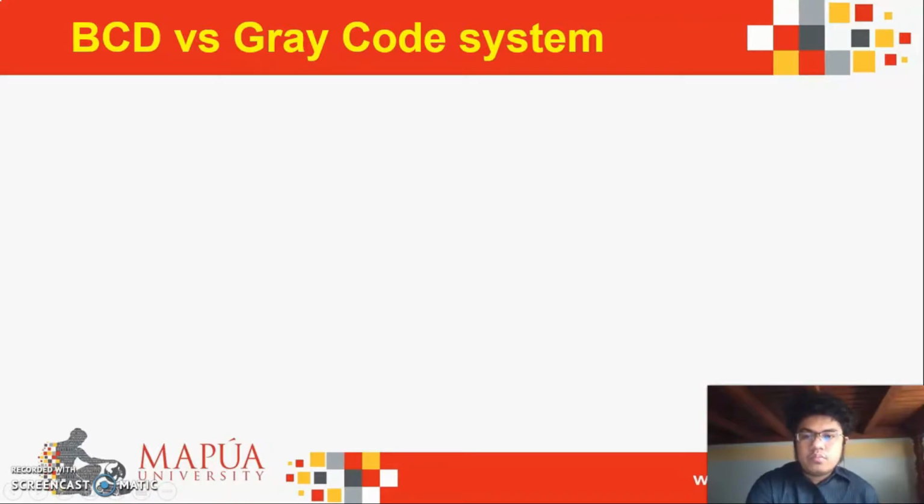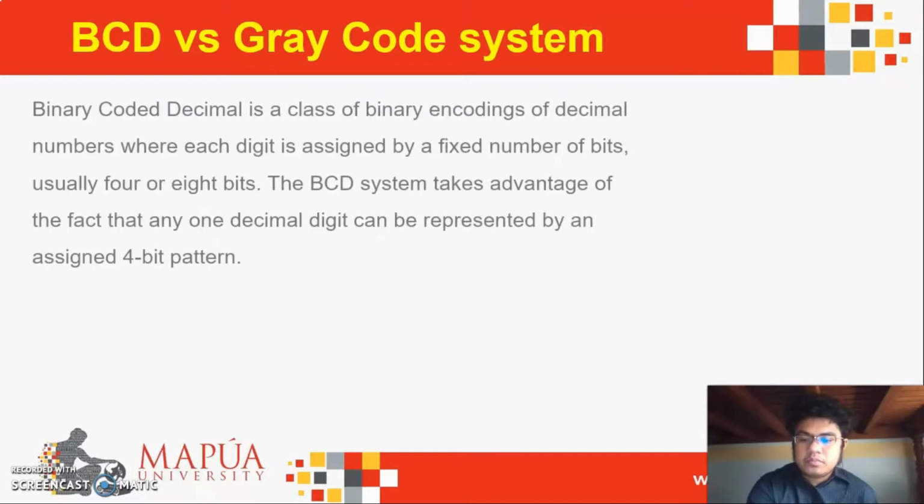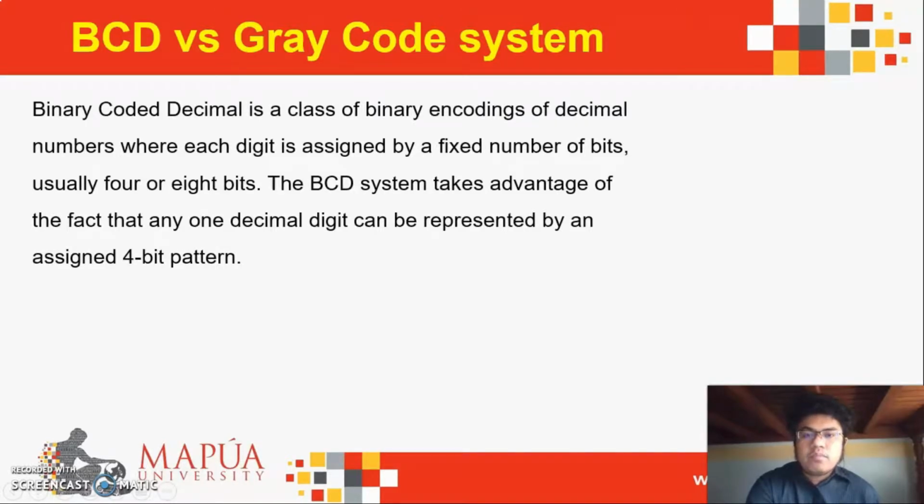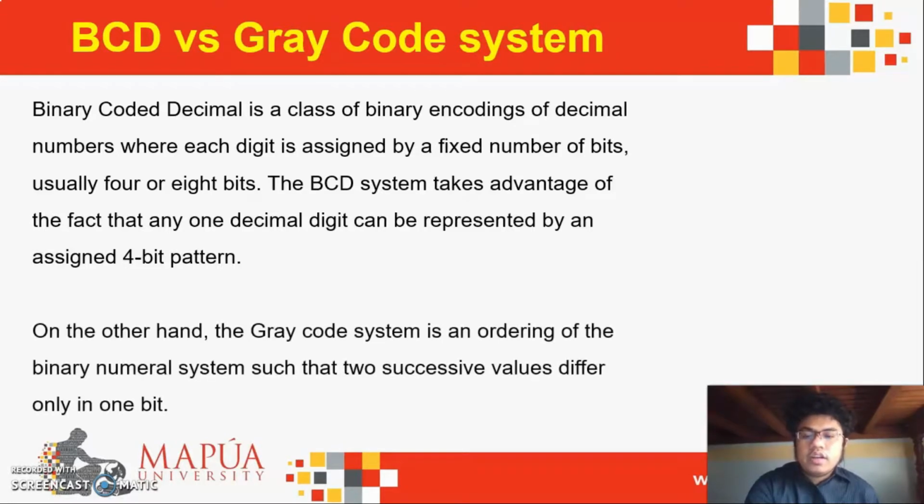First things first, we have to compare the BCD and Gray code systems in order for us to introduce a short graph about each number system. BCD, or binary coded decimal, is a class of binary encodings of decimal numbers where each digit is assigned a fixed number of bits, usually 4 or 8 bits. The BCD system takes advantage of the fact that any one decimal digit can be represented by an assigned 4-bit parallel. On the other hand, the Gray code system is an ordering of the binary numeral system such that two successive values differ in only 1 bit.